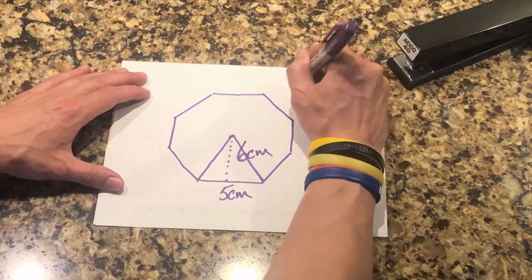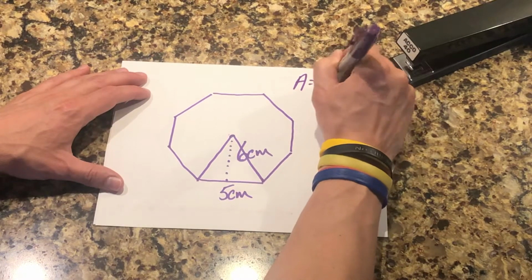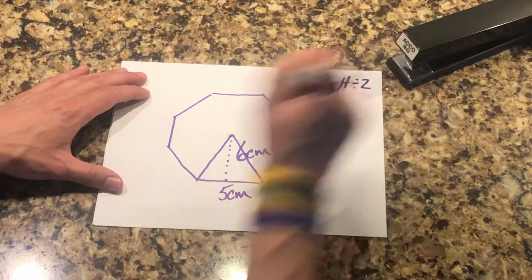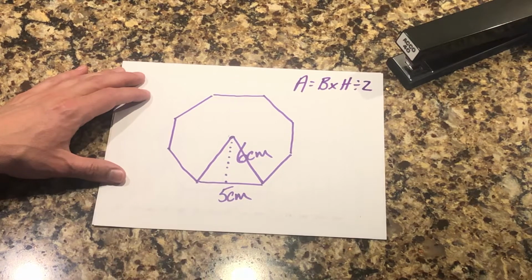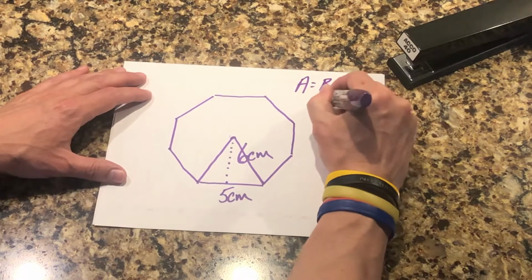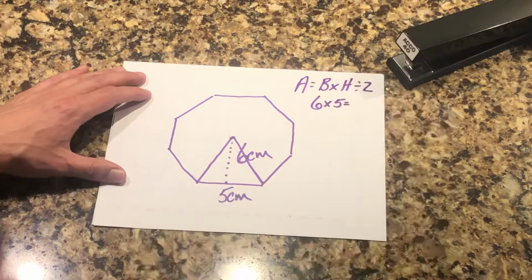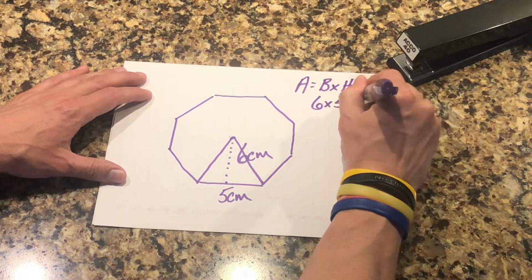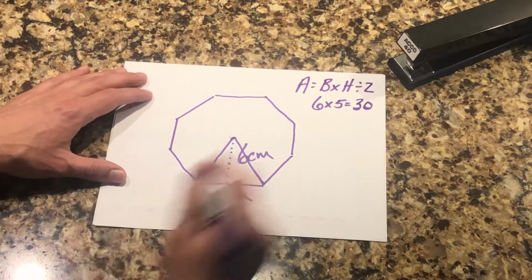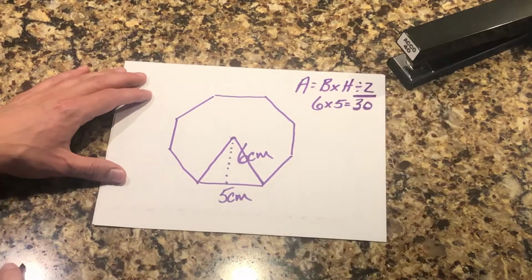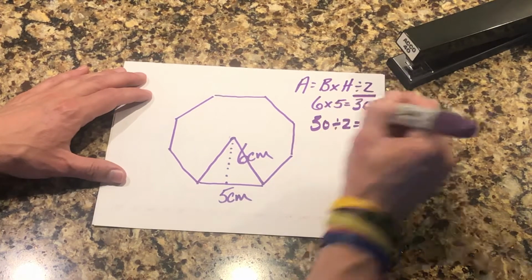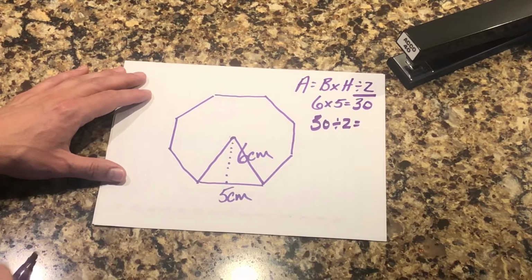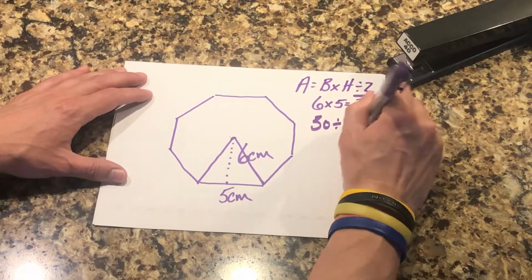And my formula, again, is base times height divided by 2. So to find the area of one, I'm going to plug those numbers in real quick. My first step is to do 6 times 5, base times height, and that would come out to be 30, and always divide by 2. So 30 divided by 2, the area of one triangle would come out to be 15.